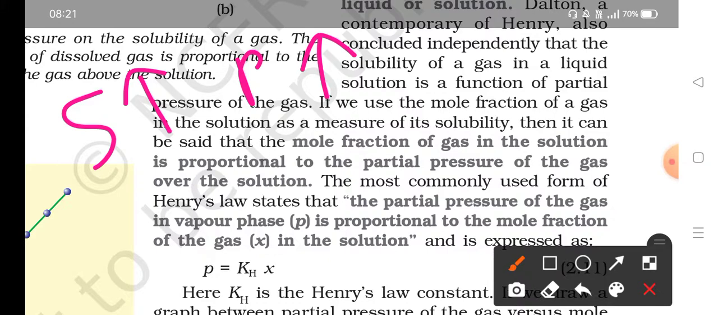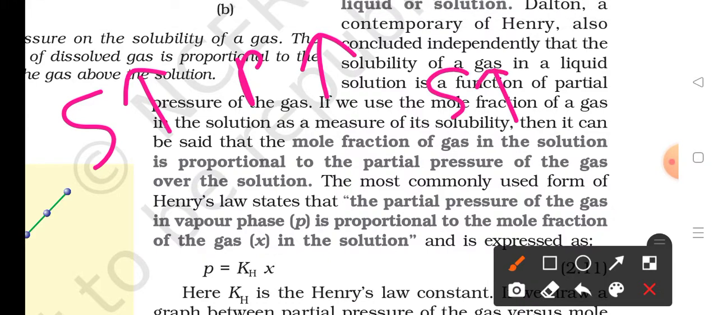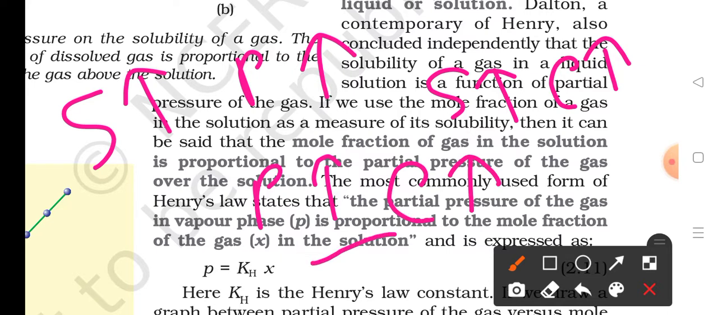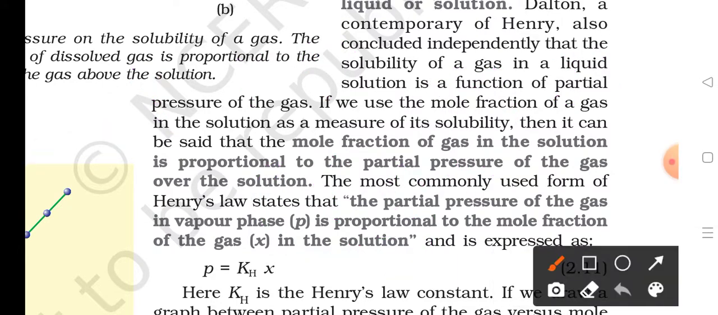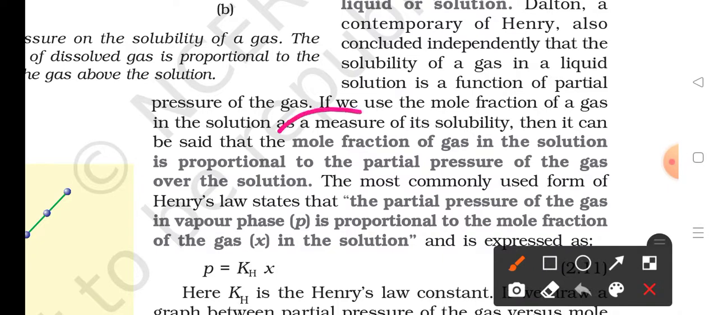Okay, and again, solubility is increased with increased concentration. That means we can write like that, right? When pressure is increased, concentration is also increased. And concentration is like mole fraction, molarity. So in case of solubility, we can use that concentration term, mole fraction.